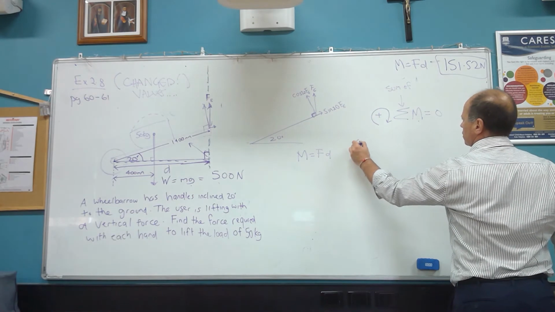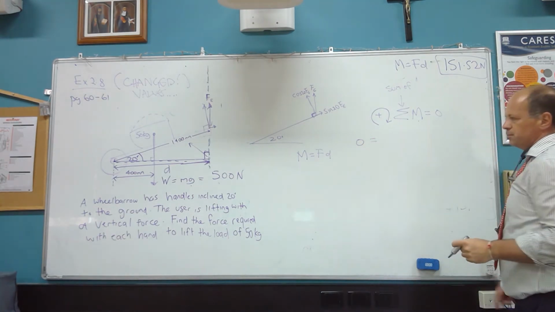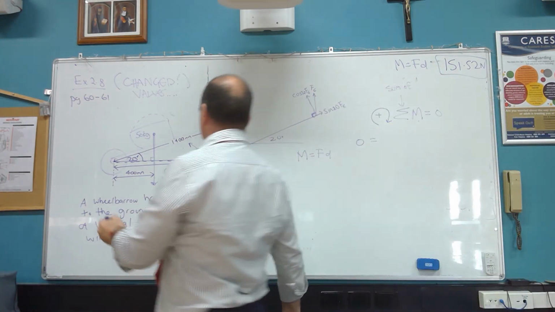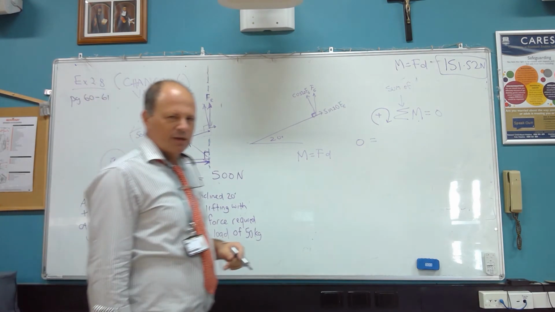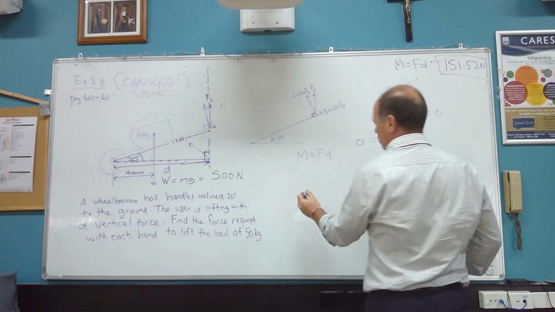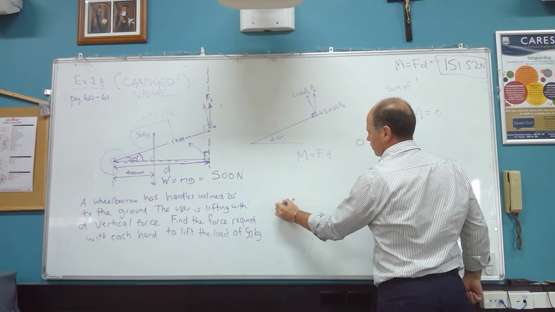And we say 0 is equal to, let's do our clockwise first, and we set our clockwise situation. You can draw a free body diagram. I think that's always a good thing to do. So let's draw a free body diagram of the situation. Pivot is P.